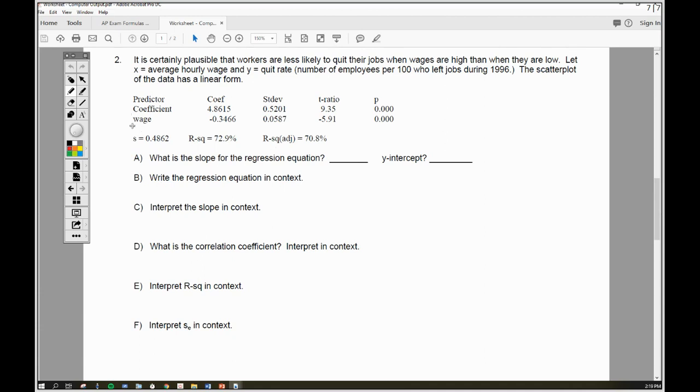So we're looking here again. We have coefficient, we have wage. Wage goes with X, and Y is our quit rate. Here's my X, so this is going to be my slope. And my coefficient here, this is the Y intercept.